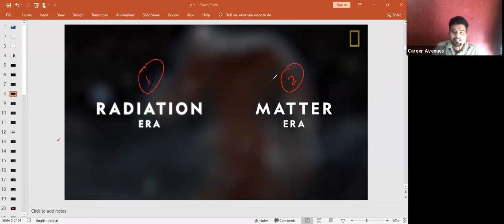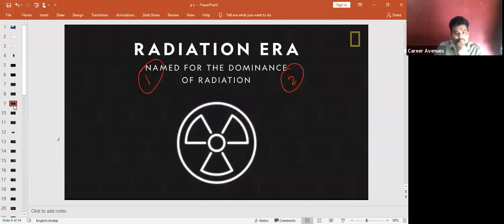Now let's see the radiation era. The first one is the radiation era. In the radiation era, there is a dominance of radiation. It doesn't matter whether matter is there or not at that point of time. Matter is there, but still radiation is more. At the last of this radiation era, atoms are there too, but the majority is radiation.